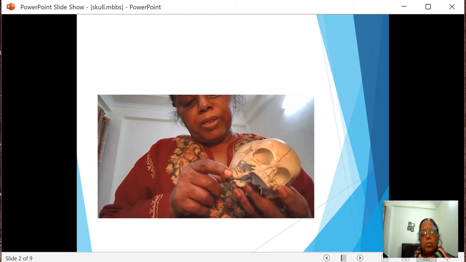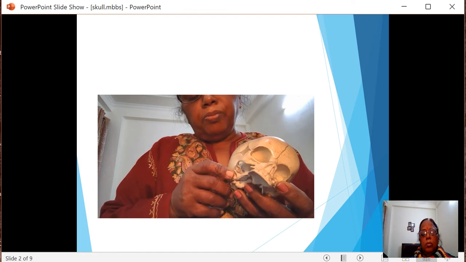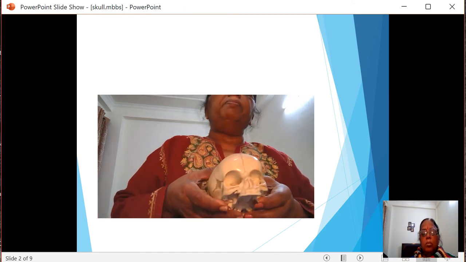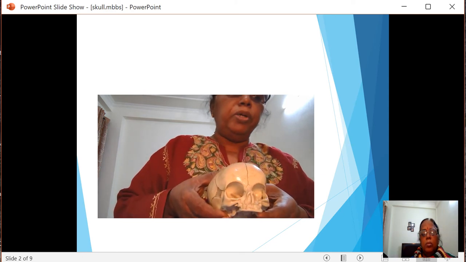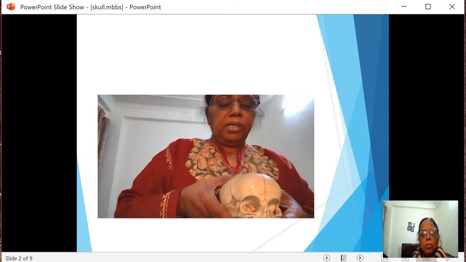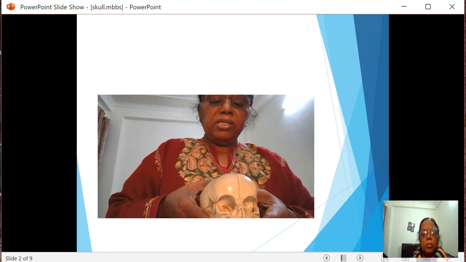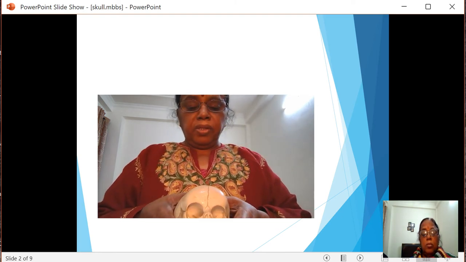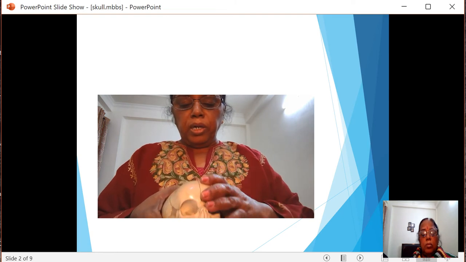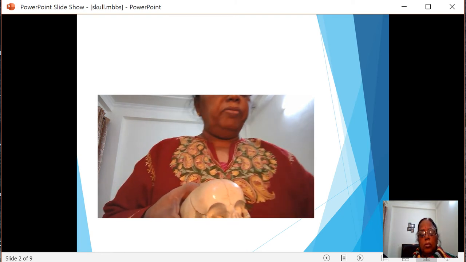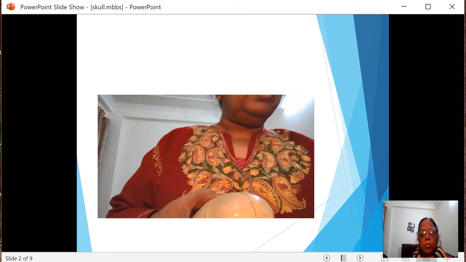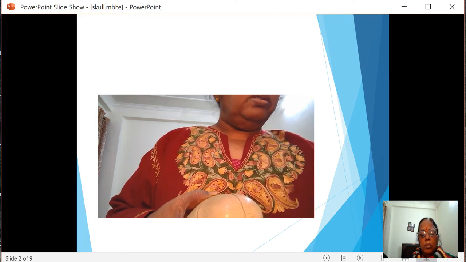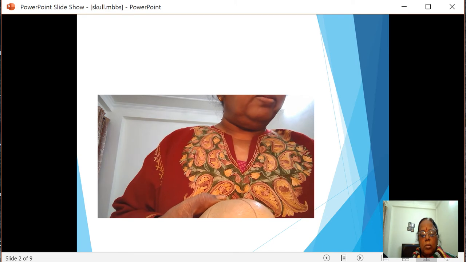Then comes the bimastoid, the point of the mastoid on both sides. So that is the bimastoid and it is 7.5 centimeters and it is the smallest diameter of the skull. So this was about the girdle of contact and about the various anteroposterior and the transverse diameters of the skull.